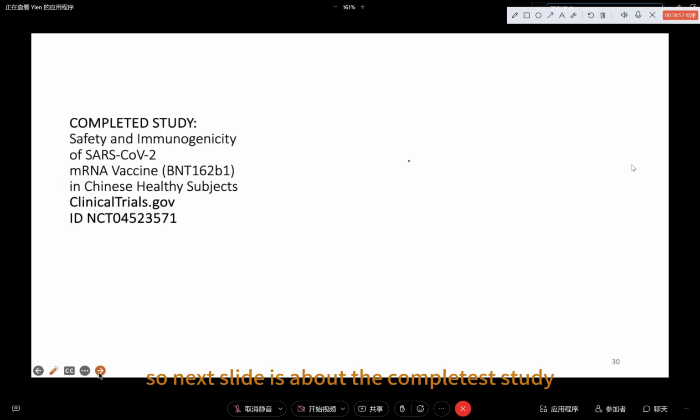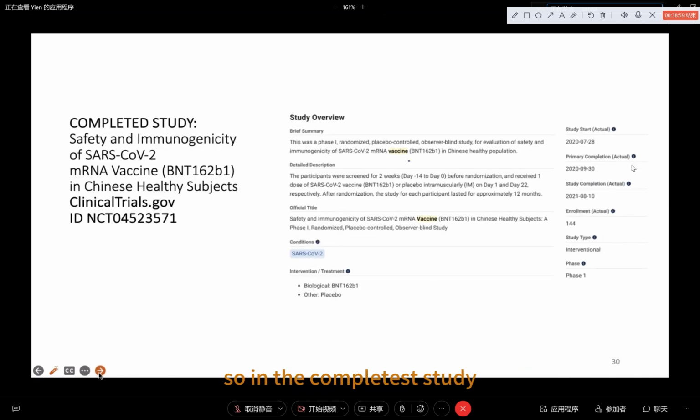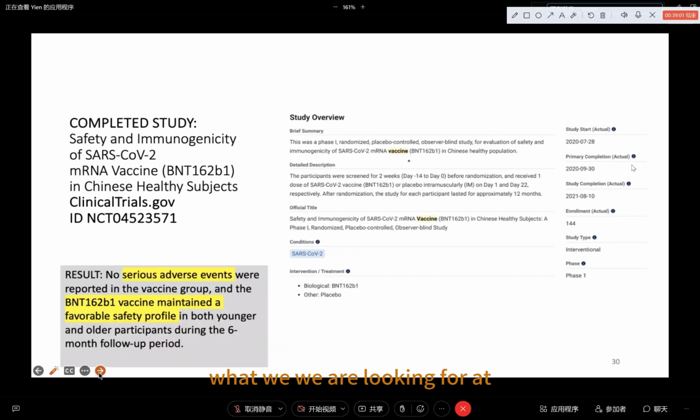So the next slide is about the completed study. In the completed study, what are we looking for, and how are we interpreting it? This study is about the safety and immunogenicity of SARS-CoV-19 messenger RNA vaccines. It's about a biological drug, a biological thing.